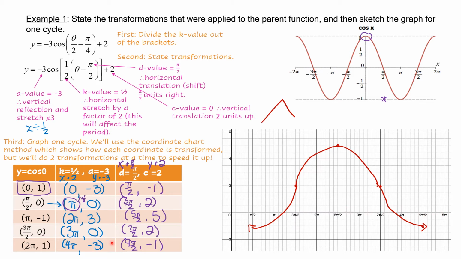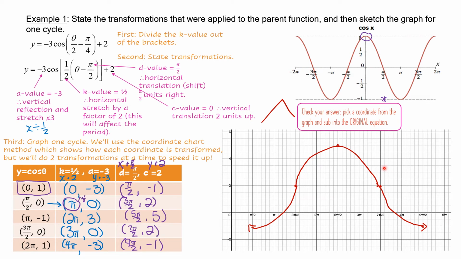You can also look at your final coordinates and they will give you an idea of what to use for your scale. 9 pi over 2, so ignore the pi. 9 over 2, that's greater than 4, so you know you have to go to 4.5 or to 5, like I did here, to make sure you cover it all.